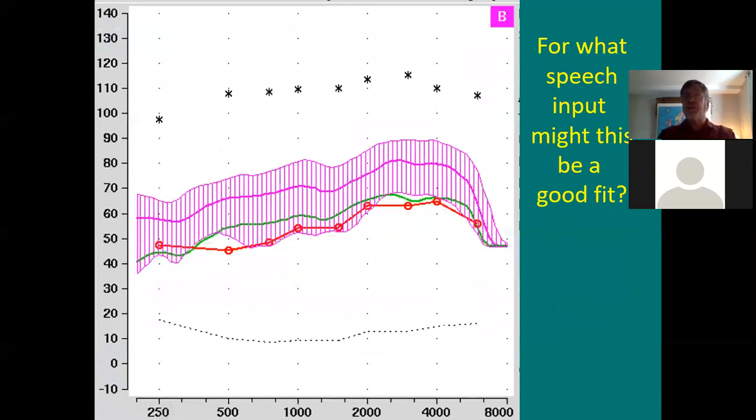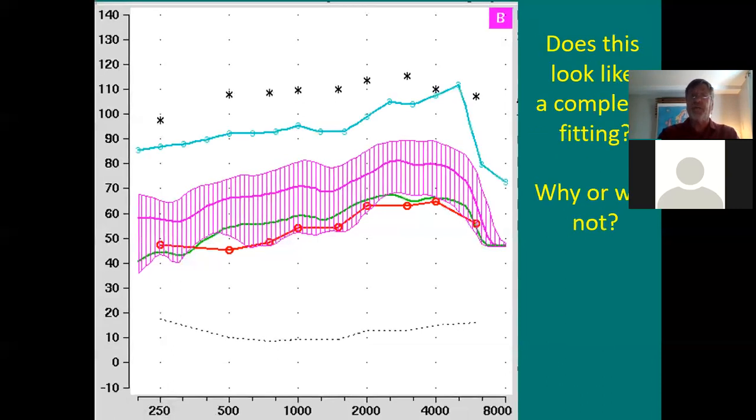For what speech input might this be a good fit? The purple. And when you're looking at that, it's about a third above the thresholds, a bit above. But it's all above the thresholds, which is good. So this might be a good fit for average speech inputs. Notice that the output is not halfway in the listener's dynamic range. It's less than halfway, about a quarter to a third. That's essentially what we're doing today.